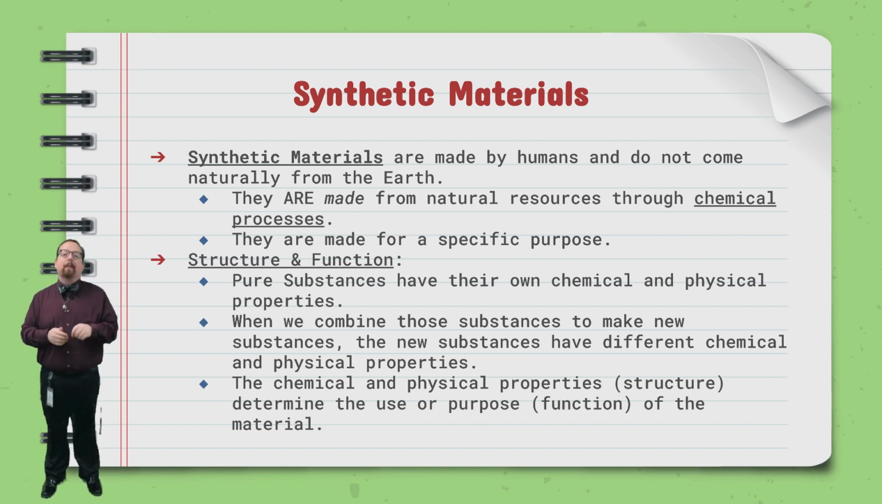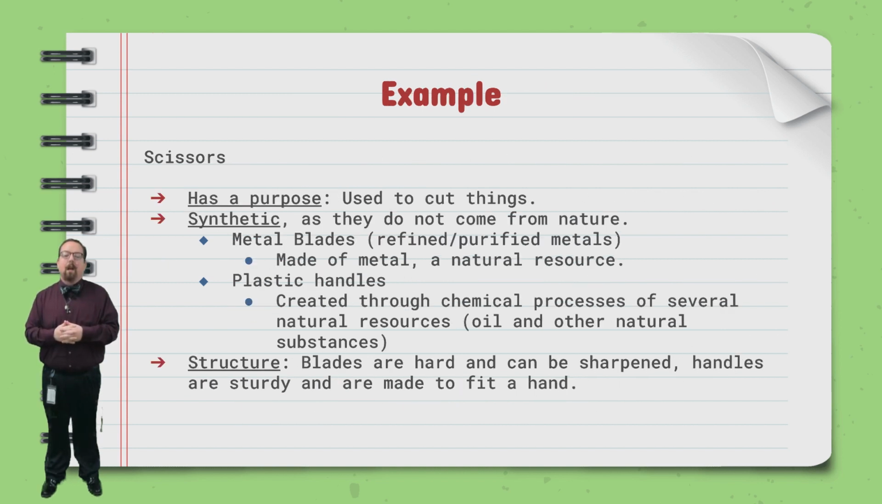Chemical and physical properties are determined by the structure of molecules or their shape. So for our purposes, we can just consider the structure as those properties. What properties a substance has will directly determine what it's used for, or its function. For example, let's take a pair of scissors.